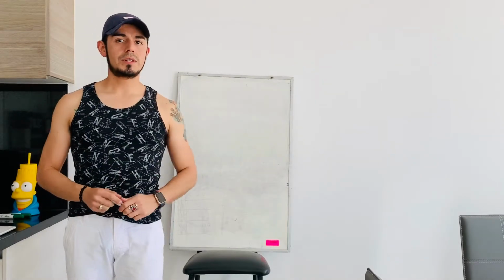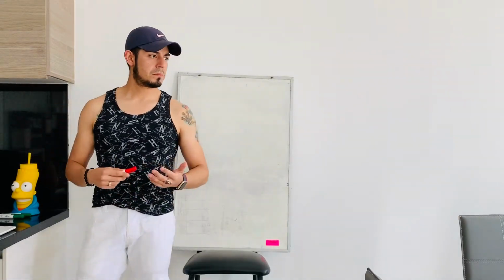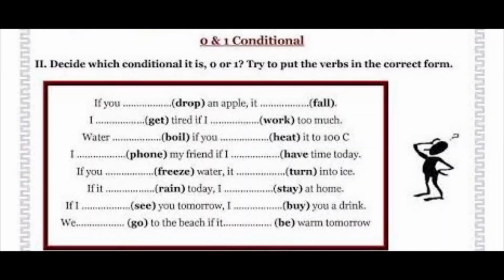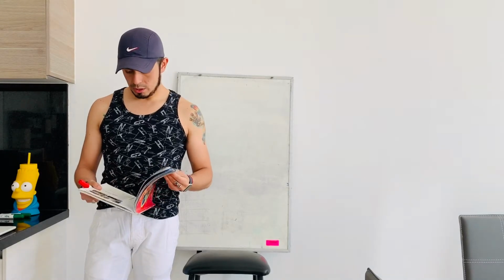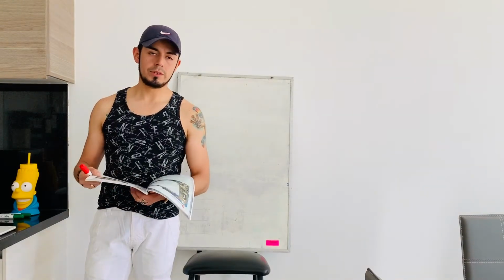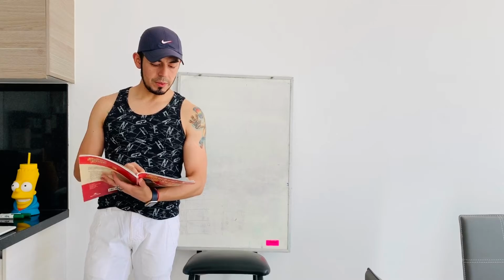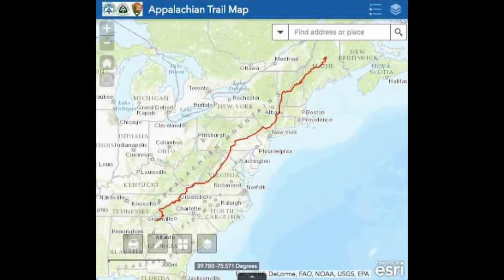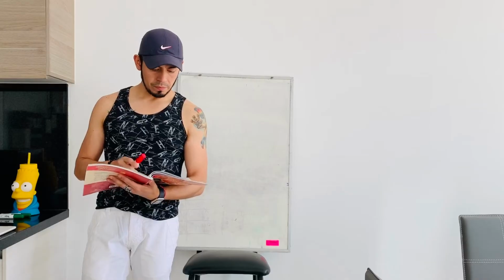So guys, after having checked the conditional type 0 and 1, I want you to work on your book, so please open your book on page 40 and 41. You're going to read the Appalachian Trail and you're going to answer some questions I'm going to dictate to you.